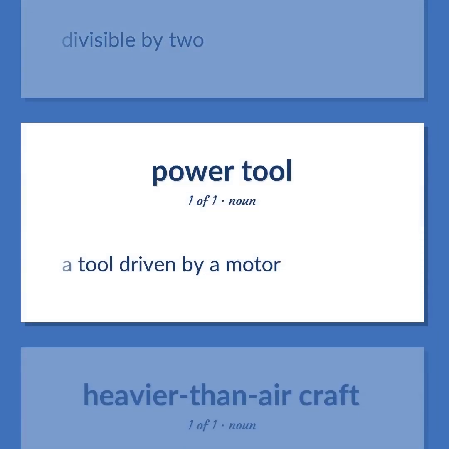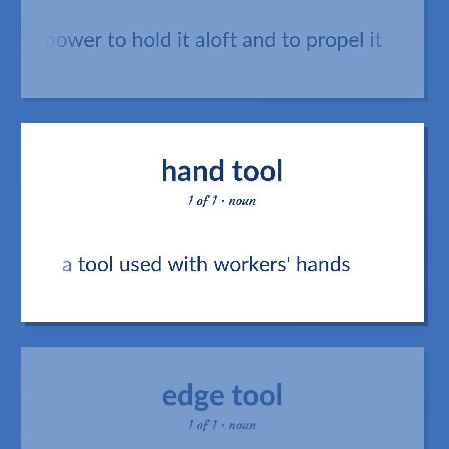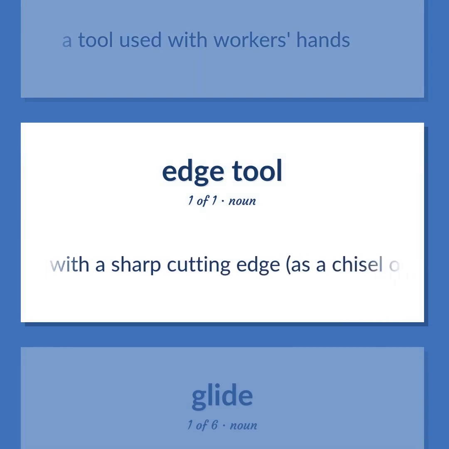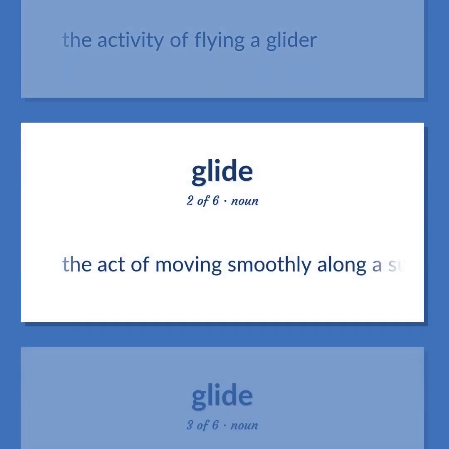A tool driven by a motor. A non-buoyant aircraft that requires a source of power to hold it aloft and to propel it. A tool used with workers' hands. Any cutting tool with a sharp cutting edge, as a chisel or knife or plane or gouge. The activity of flying a glider. The act of moving smoothly along a surface while remaining in contact with it.